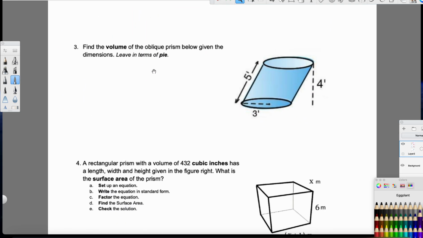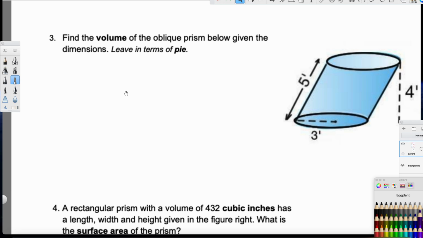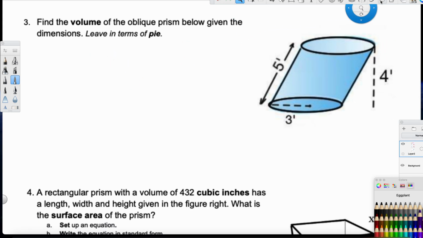Okay, next problem. Find the volume of the oblique prism below given the dimensions, leave in terms of pi. So oblique means not right angle. This angle right here is not a right angle. Okay, it's not 90 degrees.